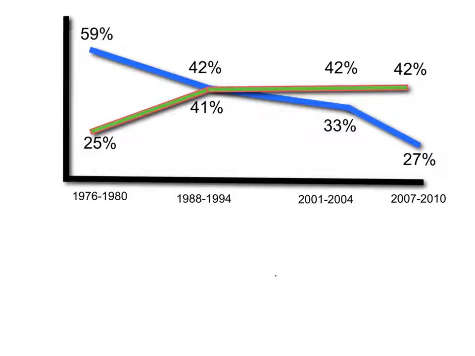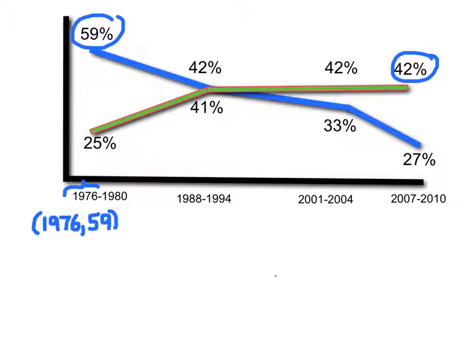Okay, so let's take a look at what Jacqueline did. Jacqueline started with the blue line. She took a percentage of 59% in 1976 and took that point. So her x value is 1976, and her y value, the height, is 59%. And then she took her next point at 42%. So 42% is the y value, and the x value is the starting year of 2007. That's her x value on the x-axis, and the percentage in that year is 42%.